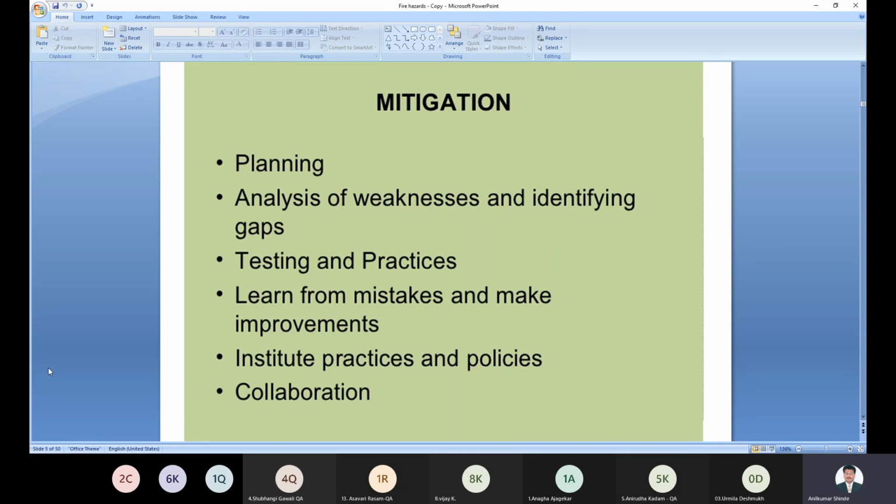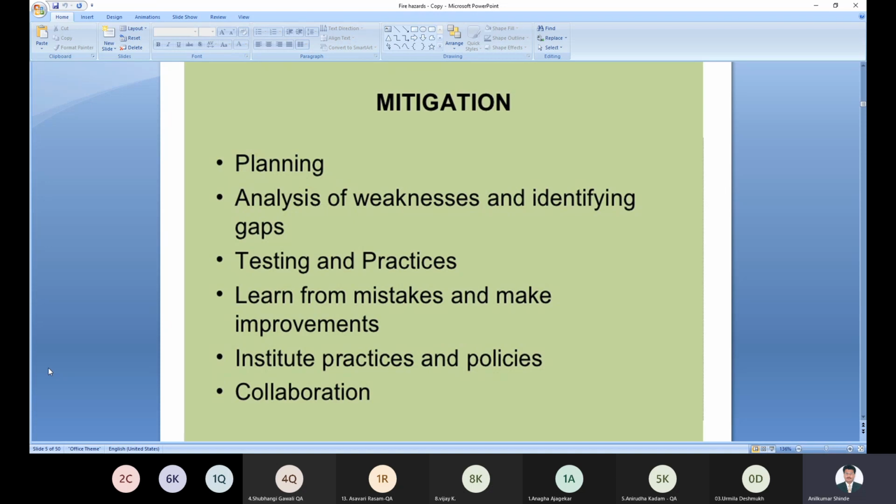Learn from mistakes and make improvements, right? The previous mistakes will not be repeated again. If, due to any mistakes, there may be chances of fire, the same mistakes cannot be continued, right? So we make some improvements to avoid that mistake again.